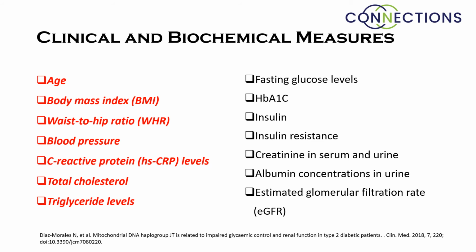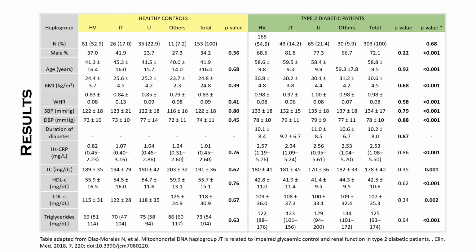Let's take a look at the first set of measures on this table. On the first row, you can see the two study groups. On the left, marked in yellow, the healthy controls, and on the right, marked in green, the patients with type 2 diabetes. First, the healthy controls were stratified according to the mitochondrial haplogroup, whether it was HV, GT, U, and others, based on their haplogroup affiliation as represented by each column.